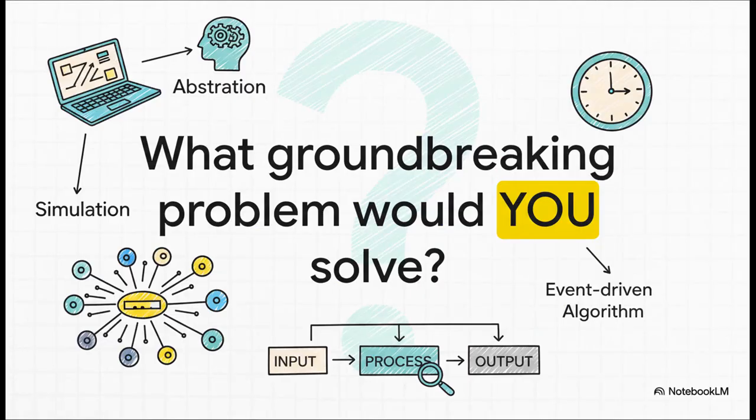So we've seen how clever thinking, smart algorithms, and just being a good conductor can make the impossible possible. By working smarter, not harder, the power of a supercomputer is moving to the desktop. And that brings us to the real question here. If this power was in your hand, right now, what groundbreaking problem would you solve?